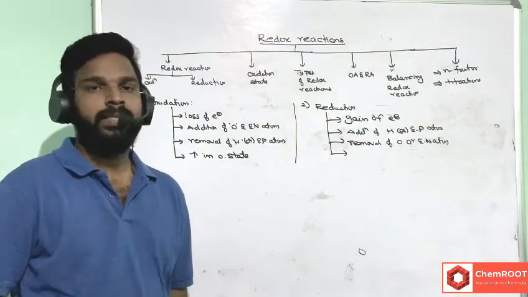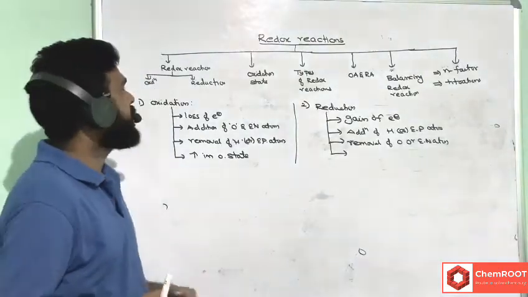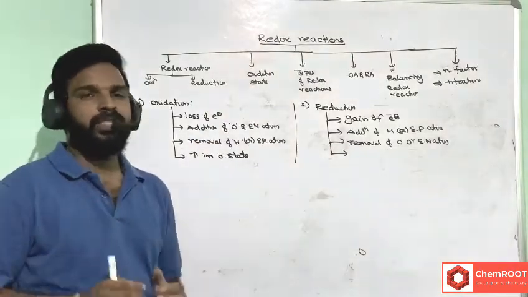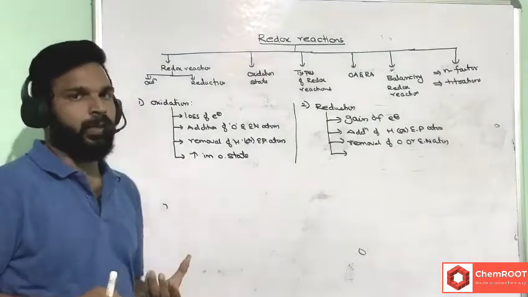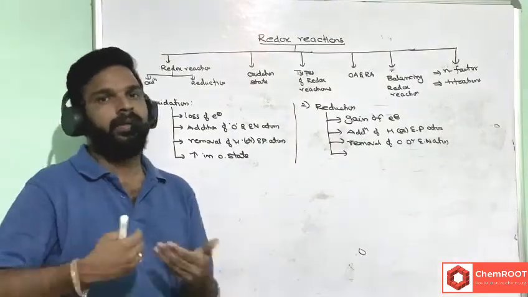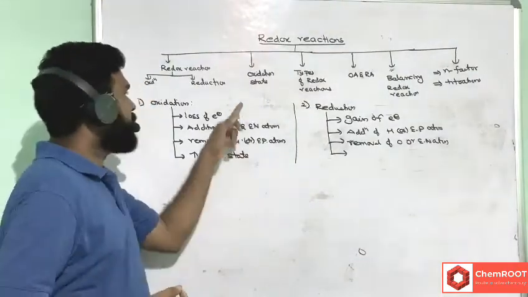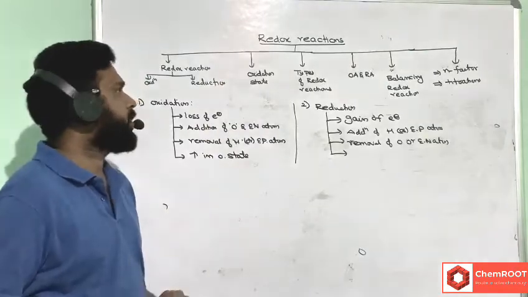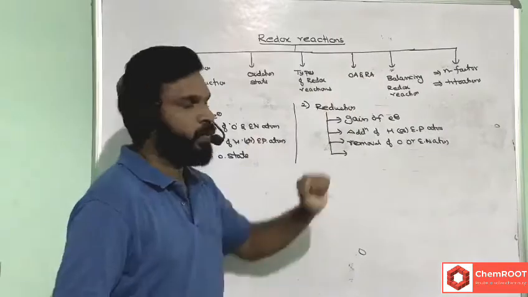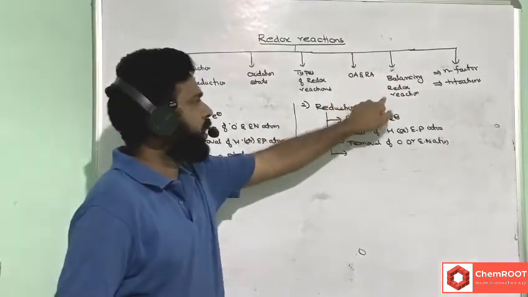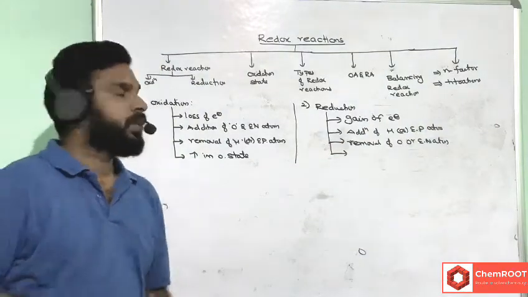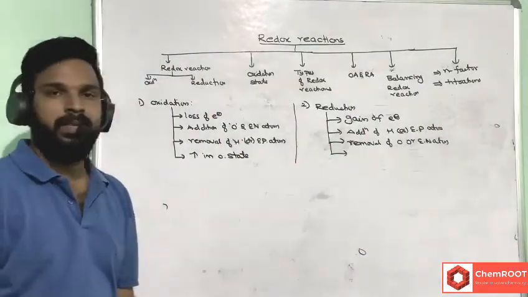Hi students, in this video we are discussing redox reactions. In redox reactions, what are the concepts we have to cover? What are redox reactions? Oxidation, reduction, and next, oxidation state and how to find it, types of redox reactions, oxidizing agent, reducing agent, balancing redox reactions, finding n-factor, and doing redox titrations. So these concepts we have to cover.